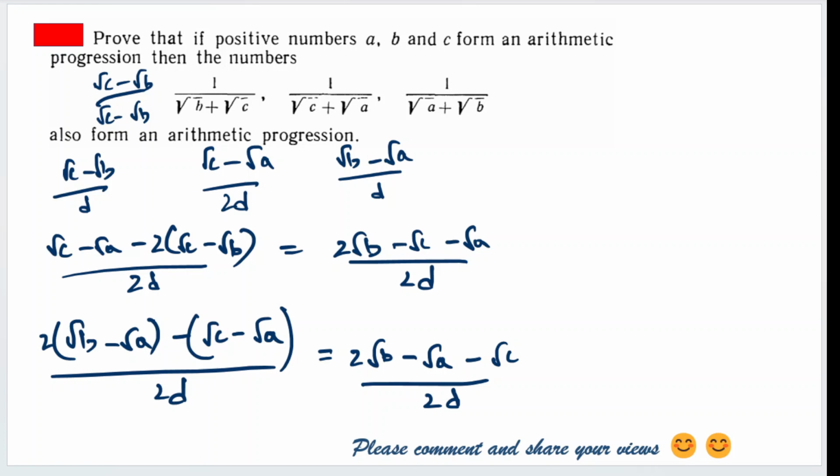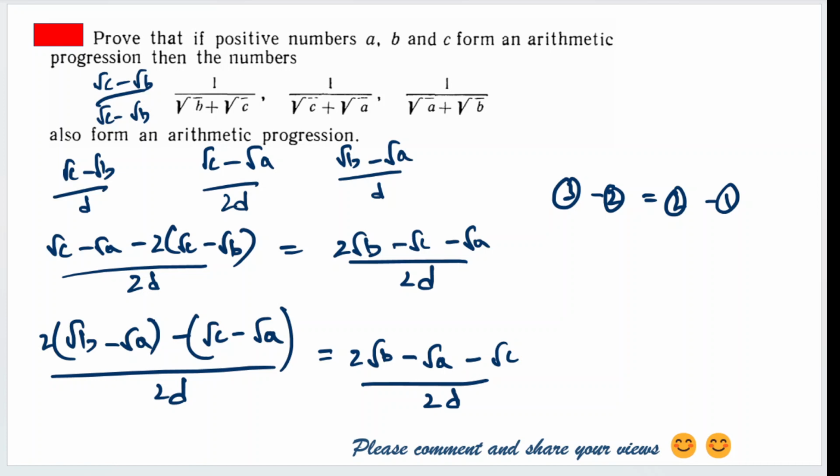Now, if you see, this and this are the same. That means the third term minus second term is equal to the second term minus first term. That's what we wanted to prove, right? The difference between this and this is equal to the difference between this and this. So then these three are also in arithmetic progression.